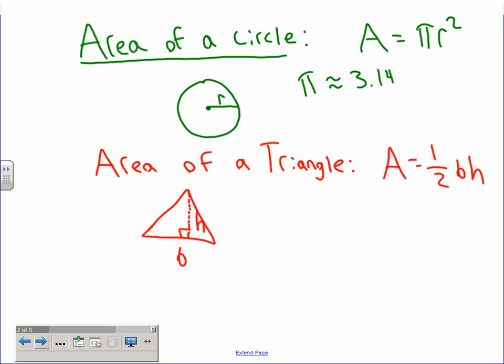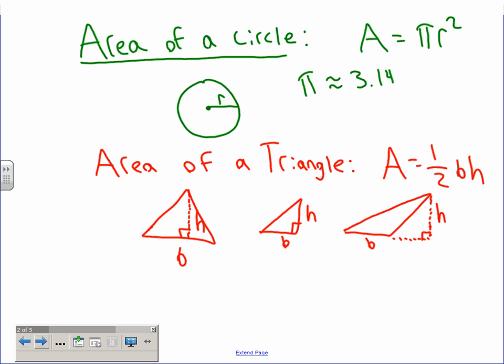Or I could have a right triangle where, because the sides are already perpendicular, that would be B and that would be H. Or you could have an obtuse triangle where the height is actually outside of the triangle. That's just some extra free knowledge for you guys.